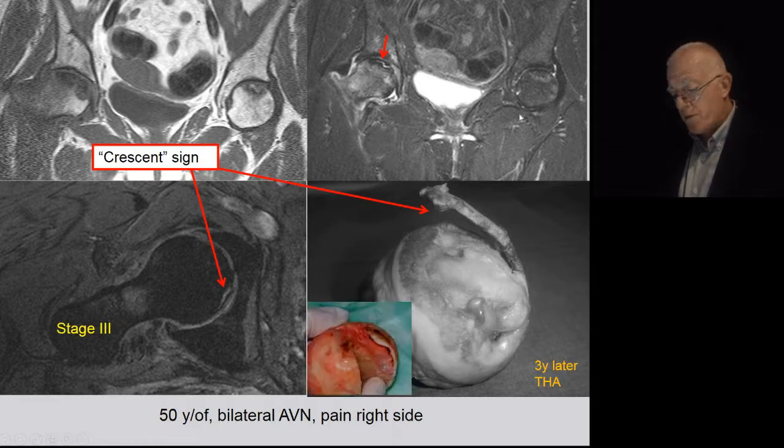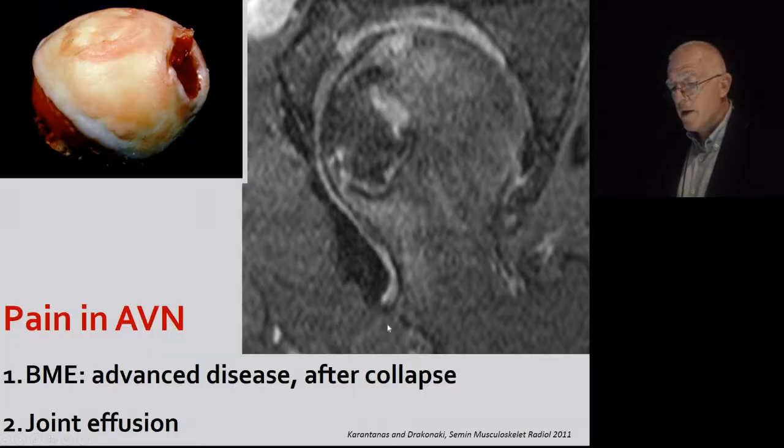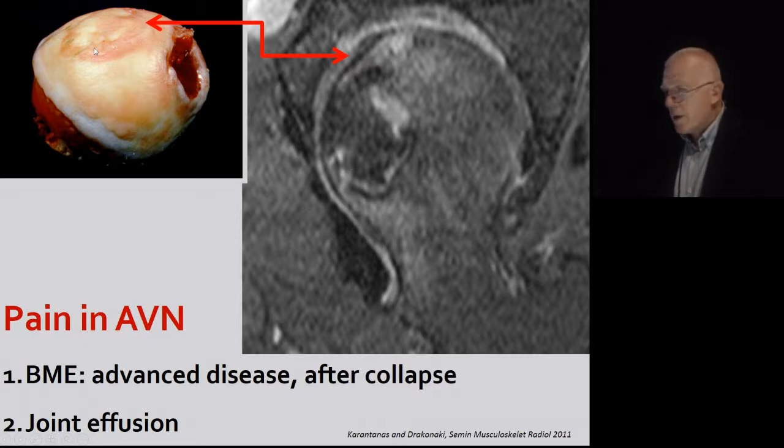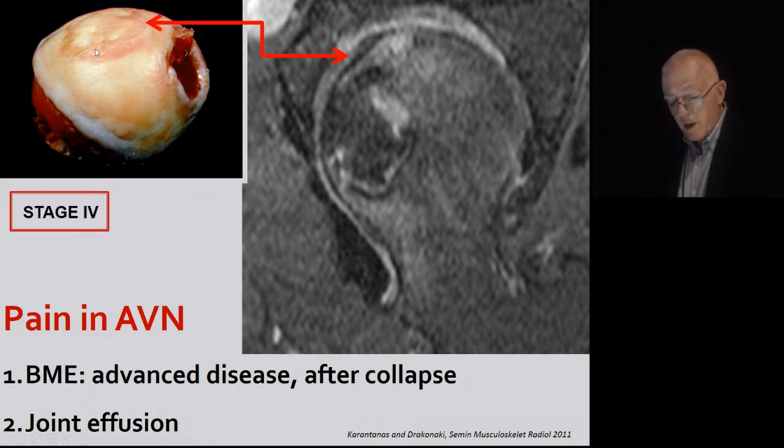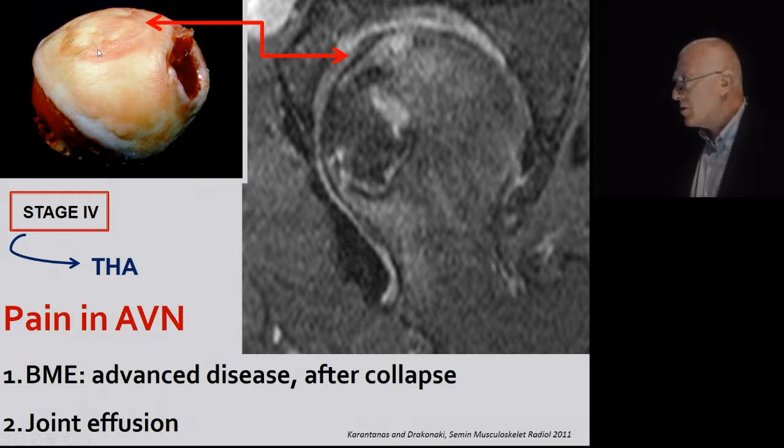Therefore, the presence of the crescent sign, the subarticular fracture, together with early collapse of the articular surface, is related to bone marrow edema, as we also see here. Flattening of the articular surface, the osteonecrotic area, extensive bone marrow edema, articular collapse, as we see here. This is an advanced stage, and it's treated with total hip arthroplasty. In general, pain in patients with avascular necrosis is related either to advanced disease because of articular collapse and bone marrow edema, and/or presence of joint fusion.